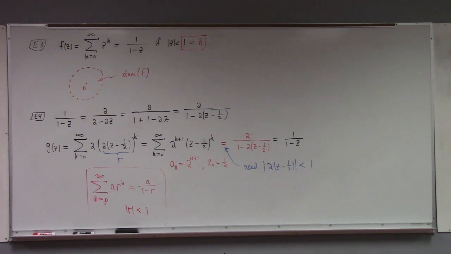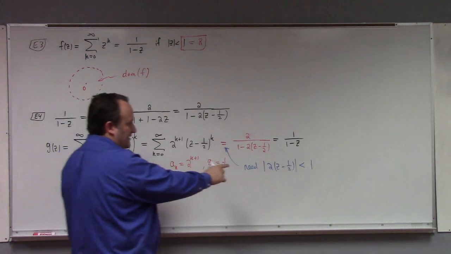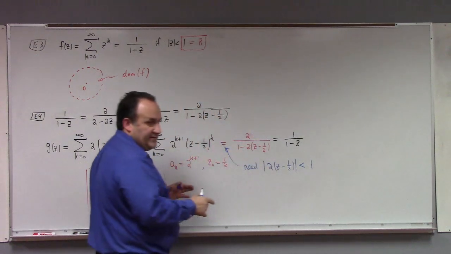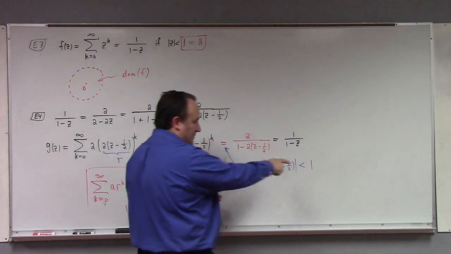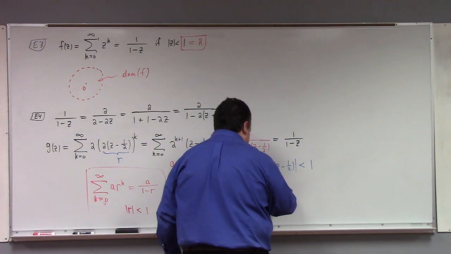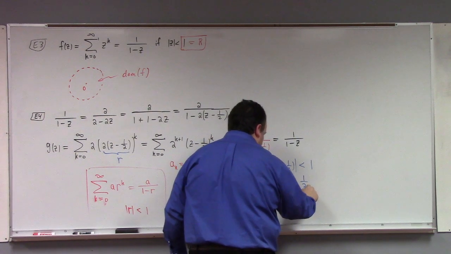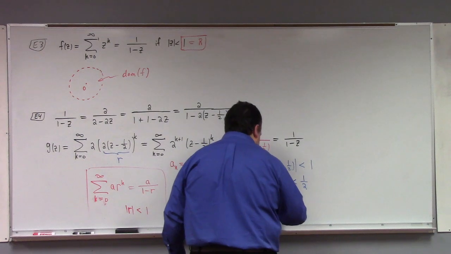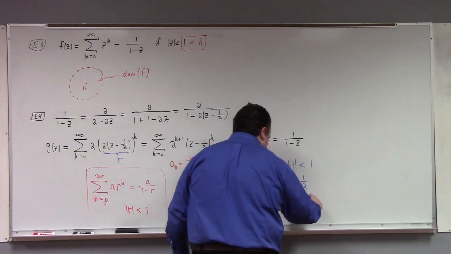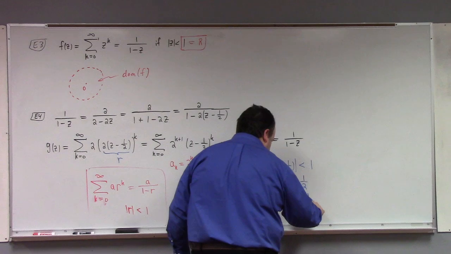Now I'm not quite there yet, right? Because this doesn't quite give me a direct geometric picture of what's going on yet. I divide by 2, then I've got modulus of z minus 1/2 is less than 1/2, right? So apparently the radius of convergence for this one is not 1, but 1/2.